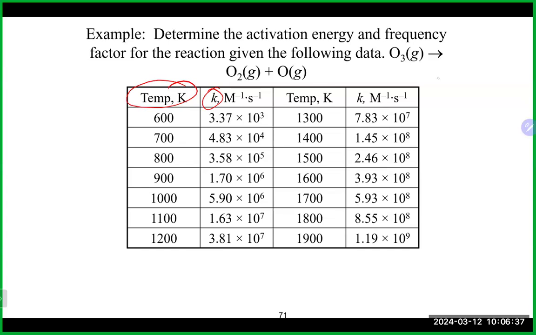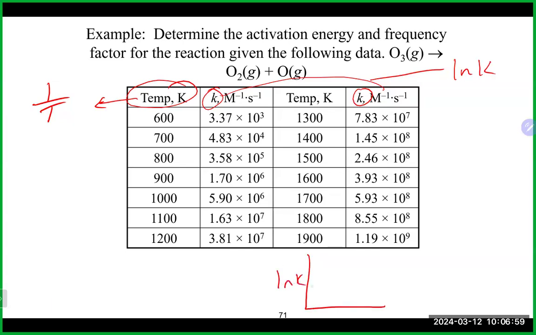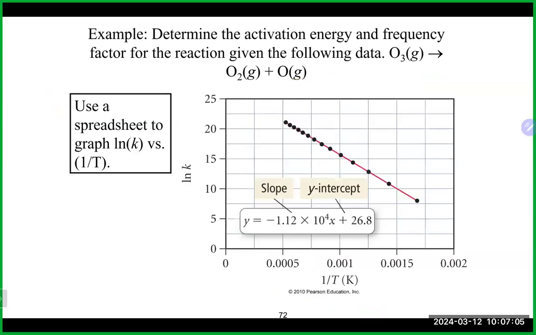And then what we really need to do, for all of our temperature values in this table, is take 1 over the temperature, and that's what's going to be plotted on the X. For all of our K values in this table, we need to take the natural log of each of those values, and that would be plotted on the Y. That would get us our plot of the natural log of K versus 1 over the temperature. If you do that, it will look something like this.